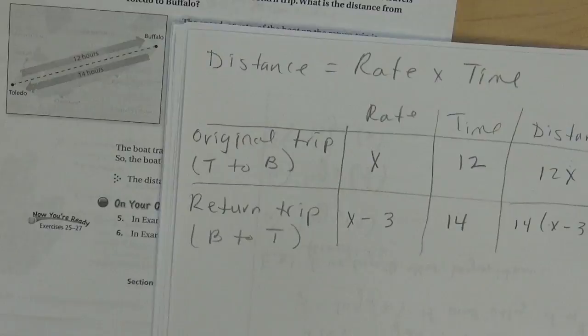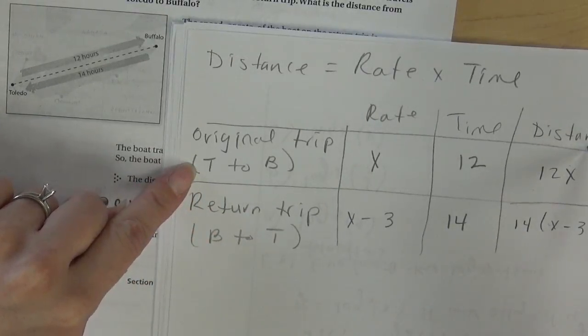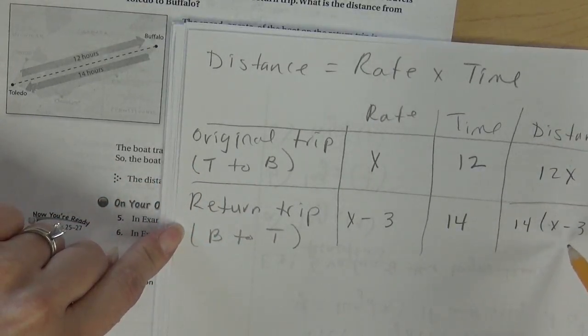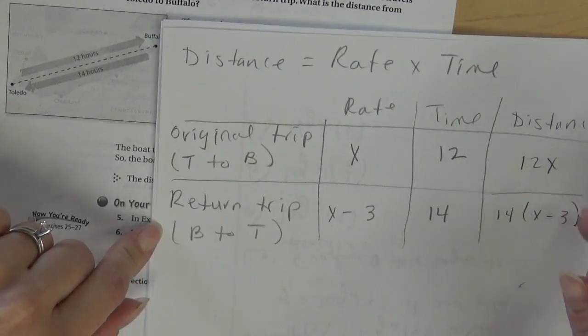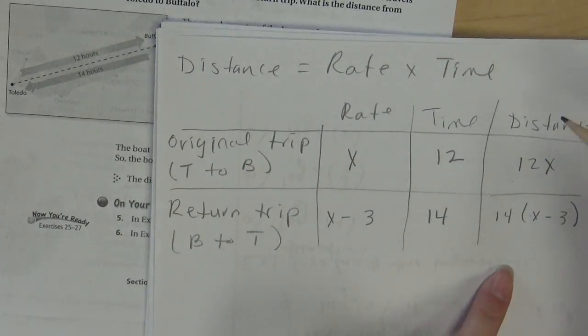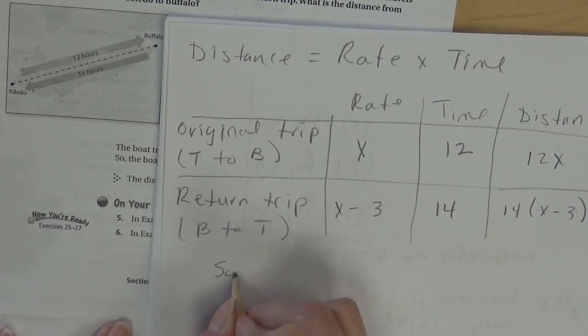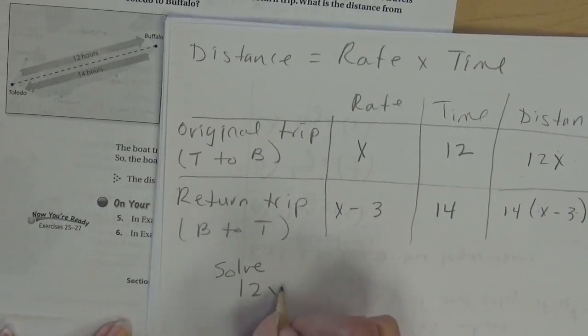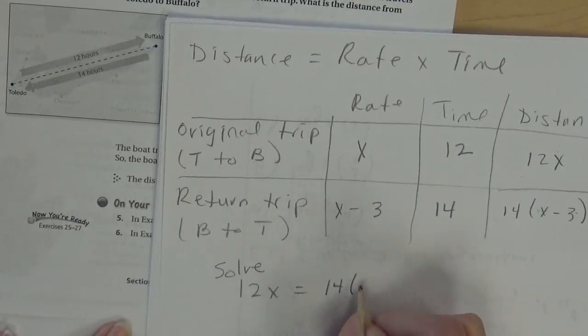Okay. Now, to get an equation set up for this problem, what are the 2 trips? Think about it. You're going Toledo to Buffalo, and then you're going Buffalo to Toledo. Okay. It's the same distance both times. So that means that the distance for the original trip is equal to the distance for the return trip. And because of that, we are able to set up an equation where this distance equals this distance. So we want to solve the equation 12x equals 14 times x minus 3.